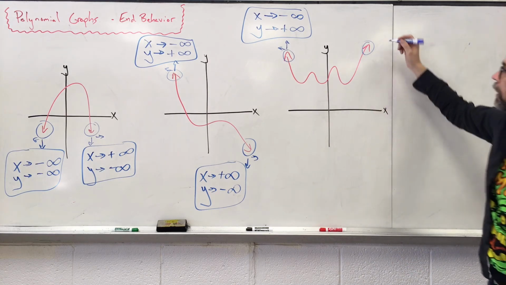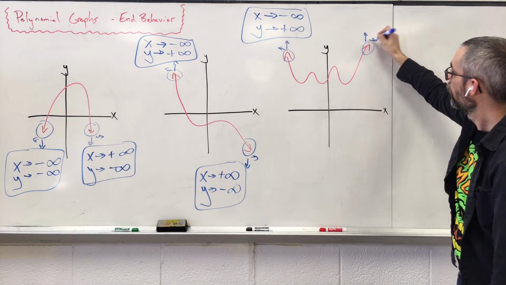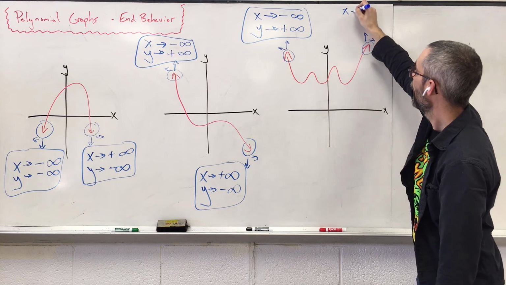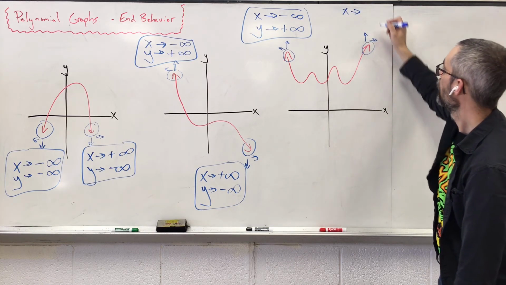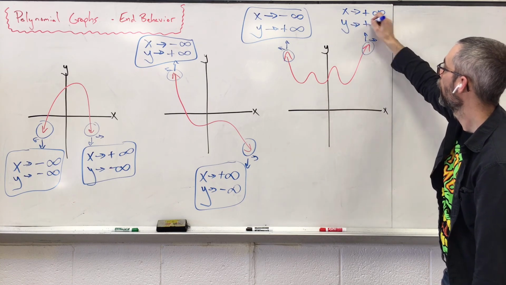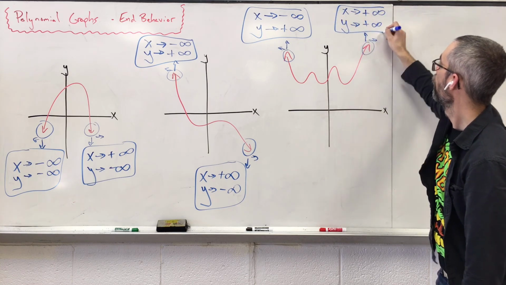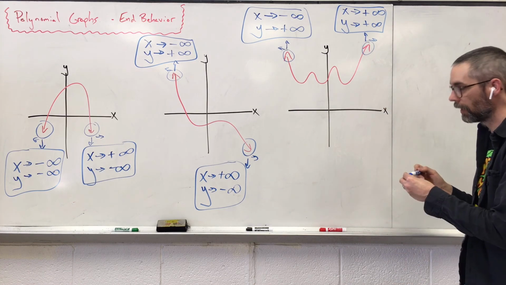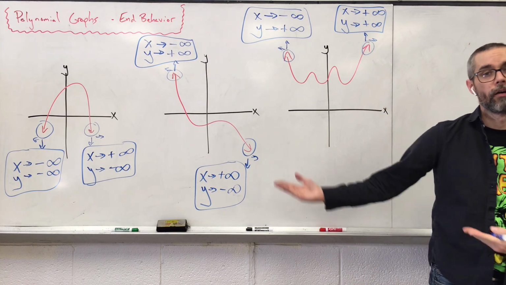Last side to that, my graph goes up and to the right. So x moves in the positive forever, y moves in the positive forever. And there's your end behavior for that last one. That's finding end behavior for polynomial graphs.